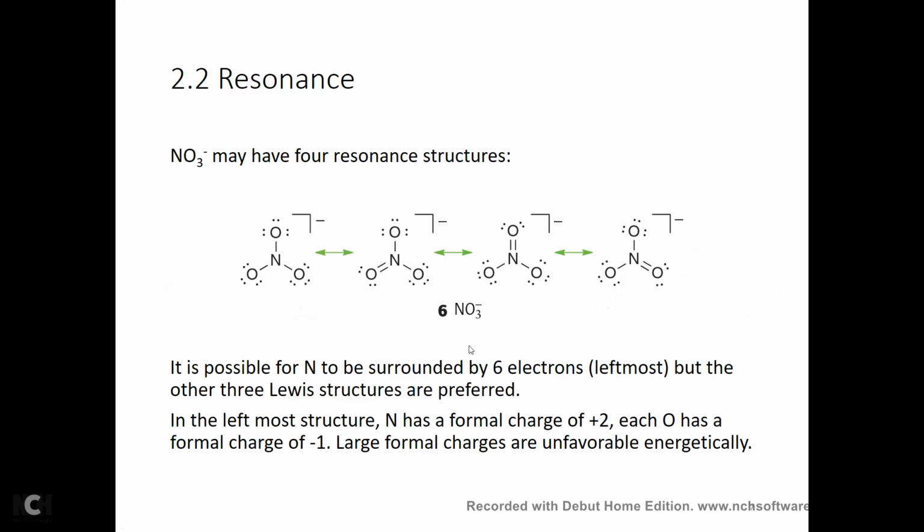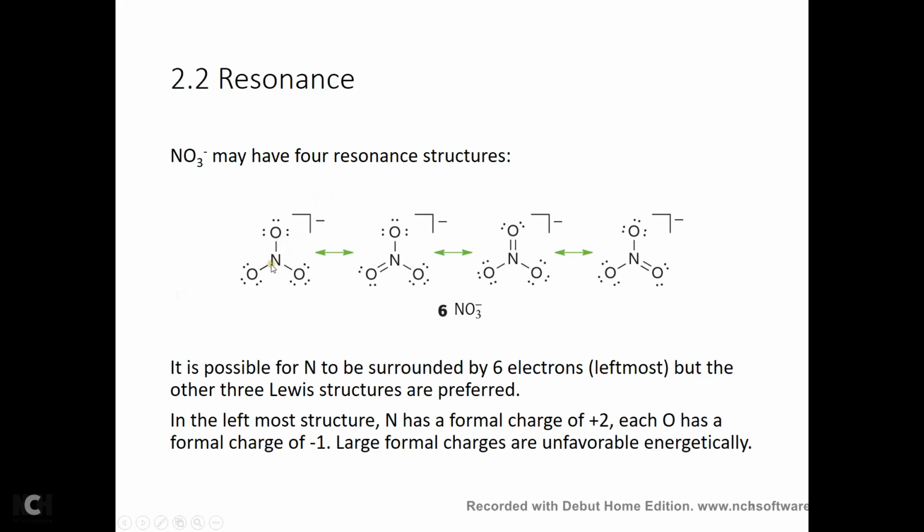Now let's look at NO3 minus, nitrate. If we look at this ion, we have a total of 24 valence electrons: 5 from nitrogen, 6 from each of the 3 oxygen atoms, and then there's a negative charge here. So if we have 24 valence electrons, we first connect all atoms with a single bond. So here, here, and here.